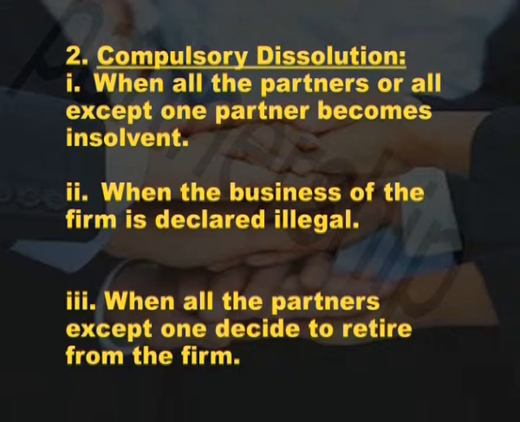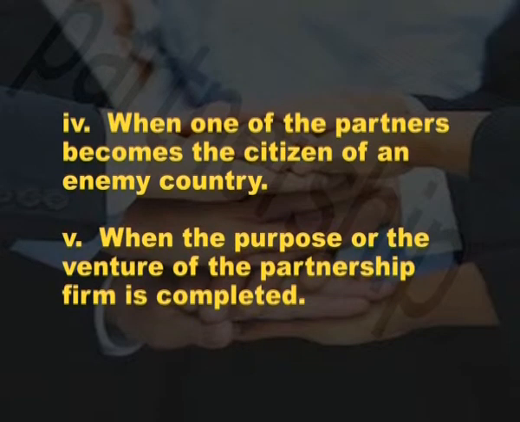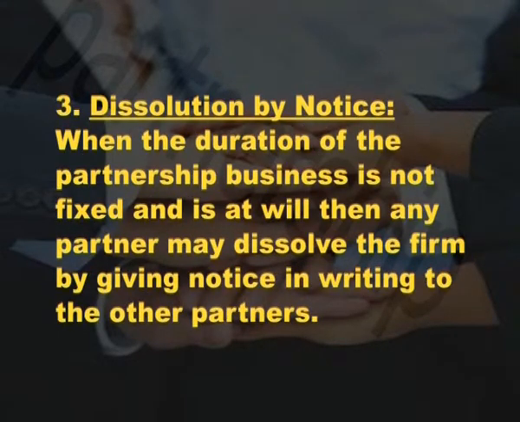Third one, when all the partners except one decide to retire from the firm. Fourth one, when one of the partners becomes the citizen of an enemy country. Fifth one, when the purpose or the venture of the partnership firm is completed. Third one, dissolution by notice, when the duration of the partnership business is not fixed and is at will, then any partner may dissolve the firm by giving notice in writing to the other partners.